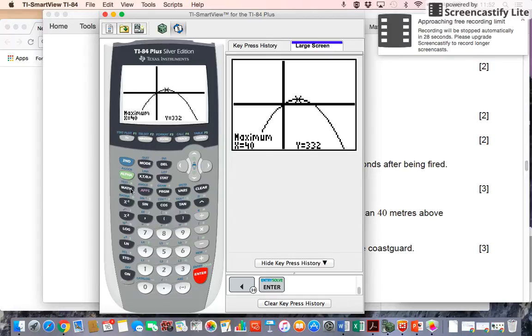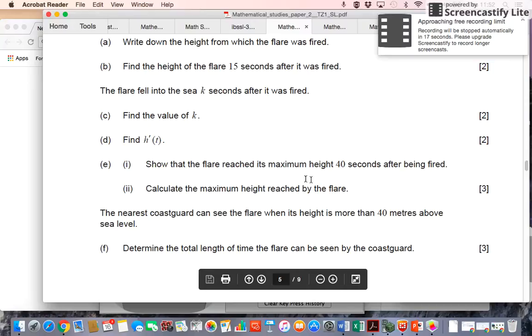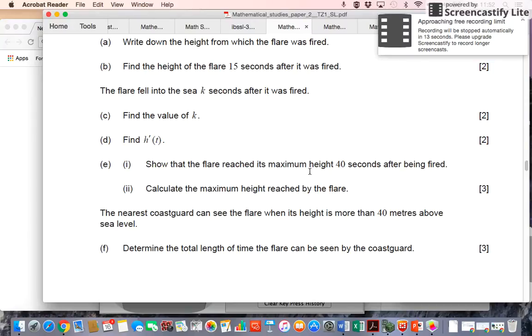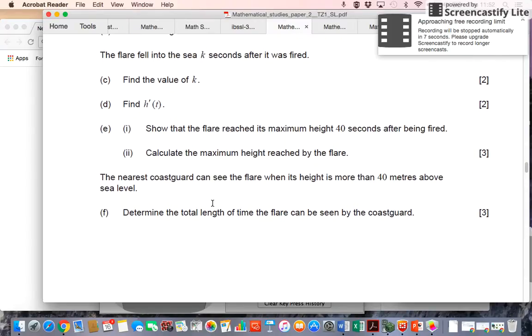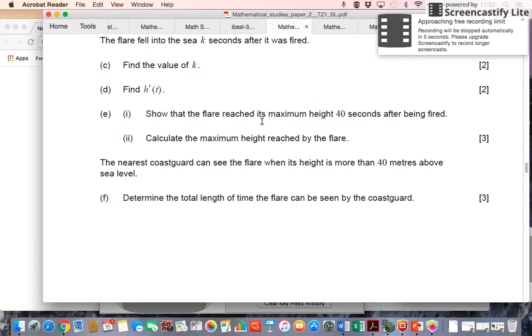So at 40, it is at 40 seconds. That is the vertex. And y is 332 meters, 1,000 feet in the air, more than 1,000 feet in the air. Okay, so you have the answers to part i and part ii from the calculator. You can use calculus also to solve that problem in addition to the vertex formula. Okay.